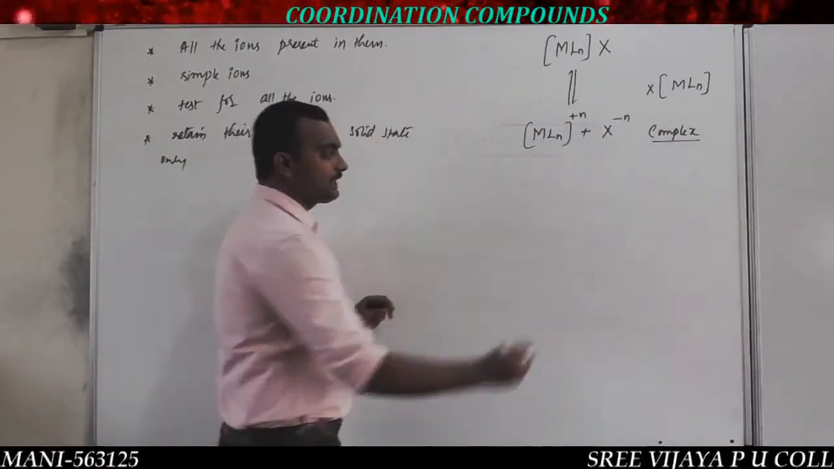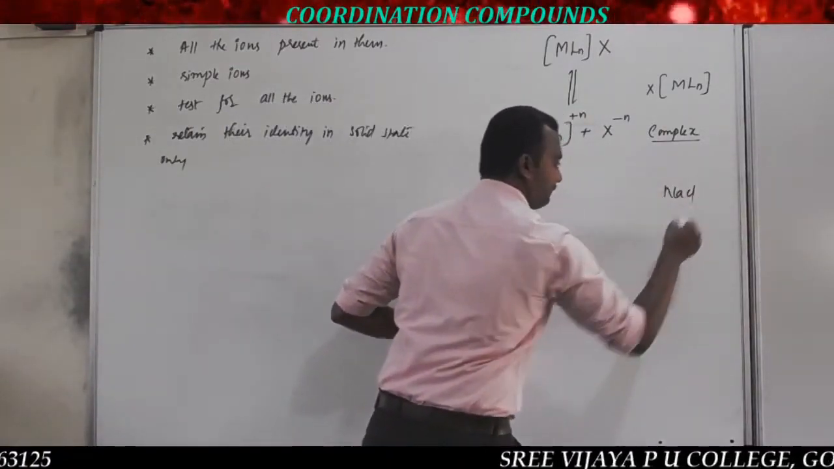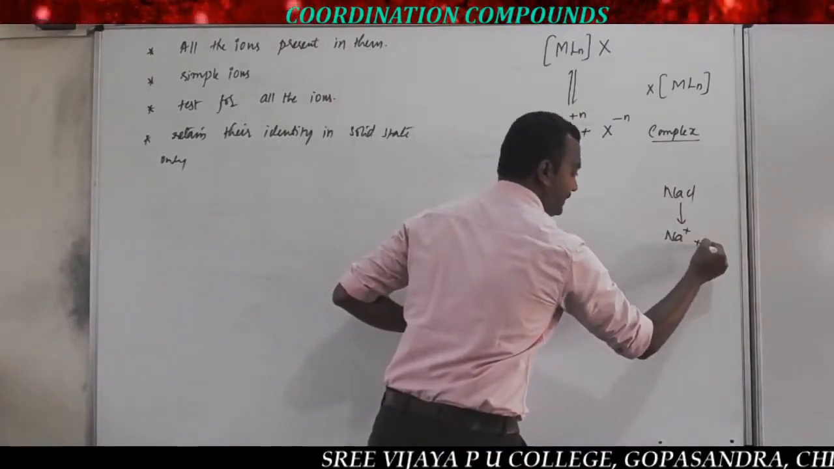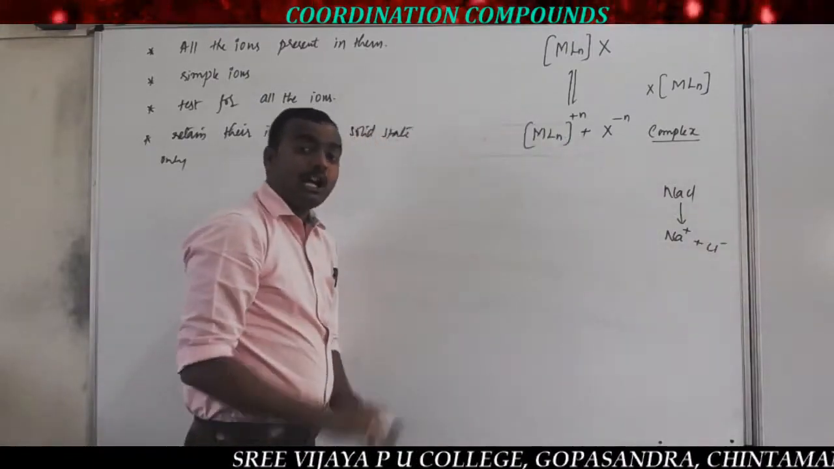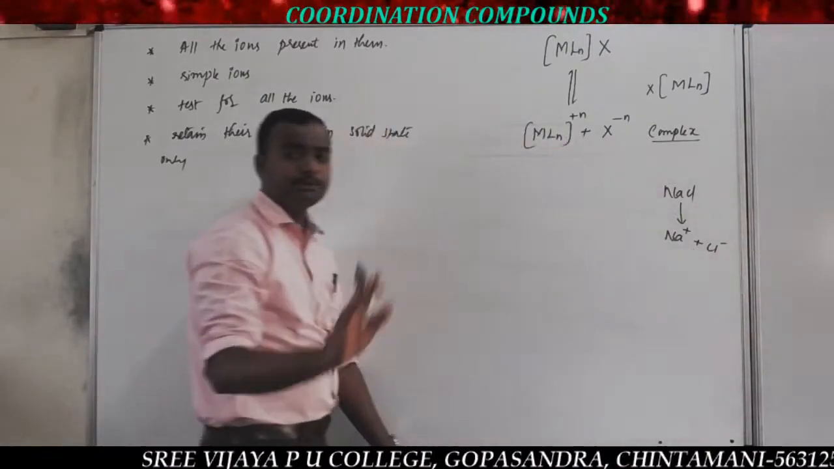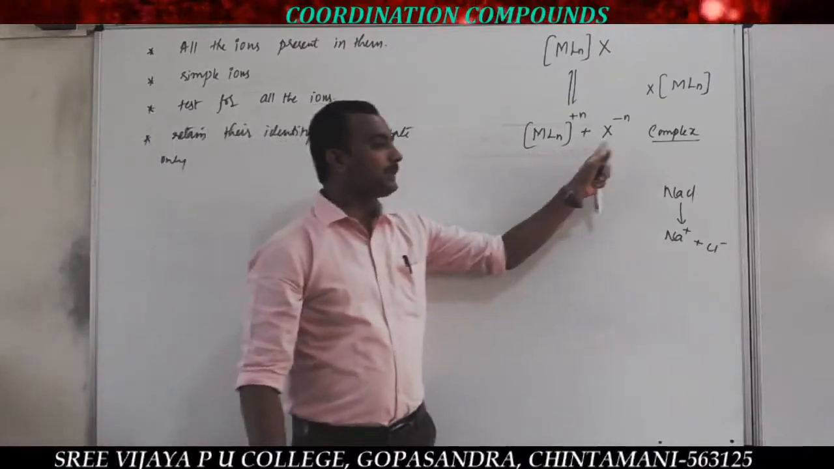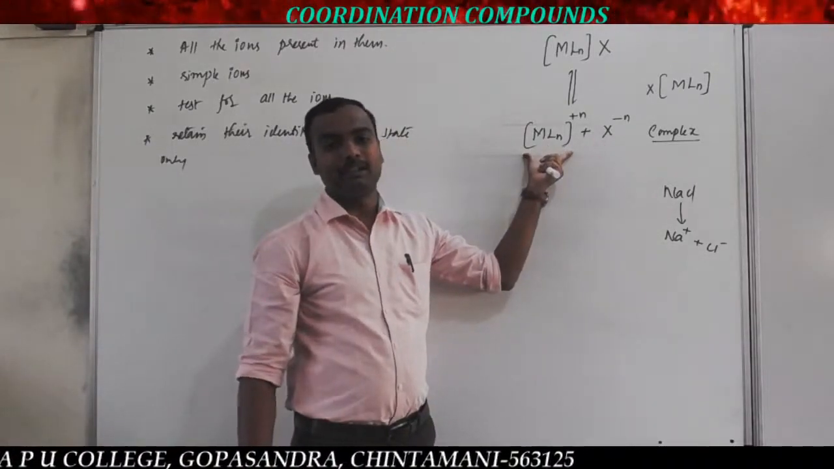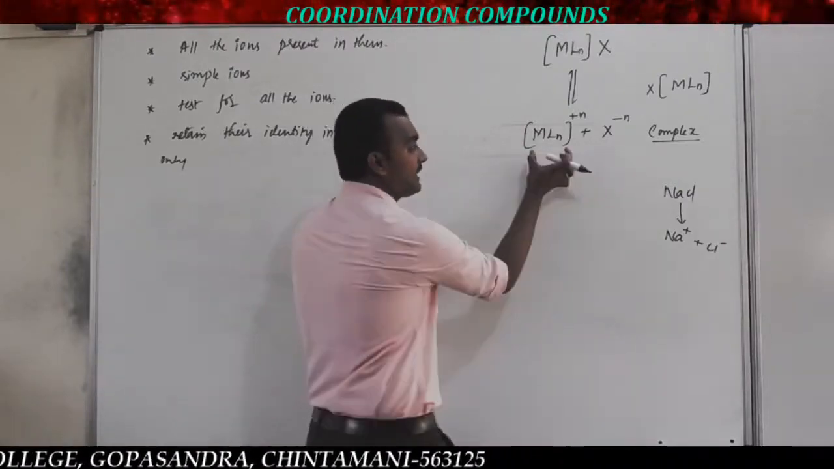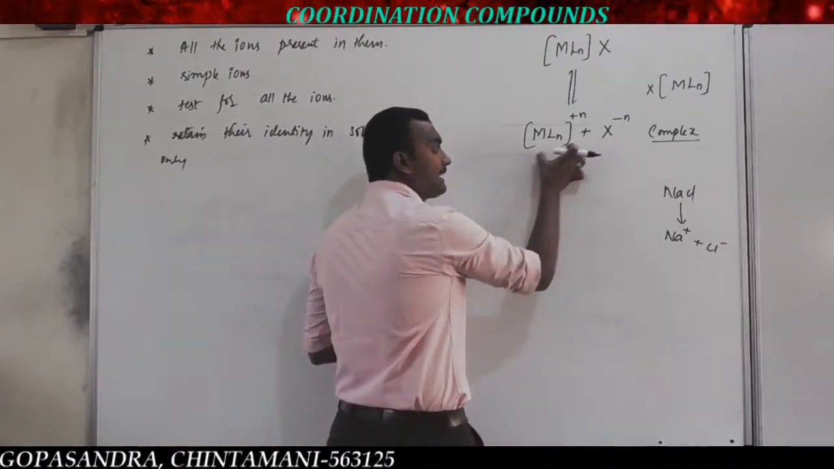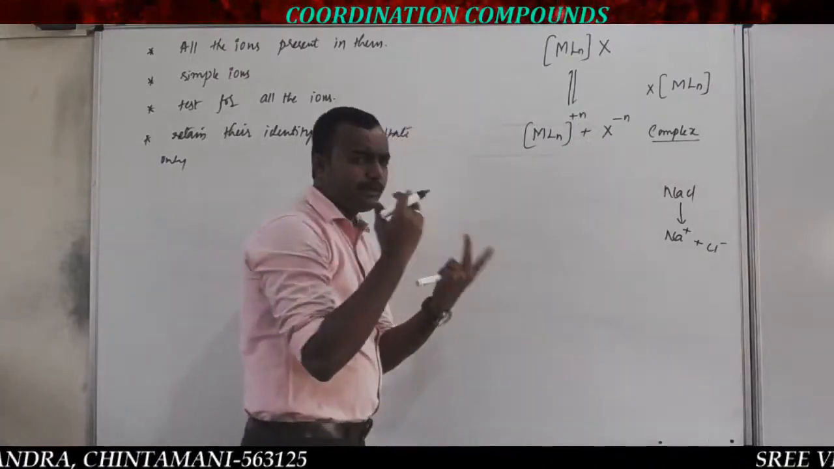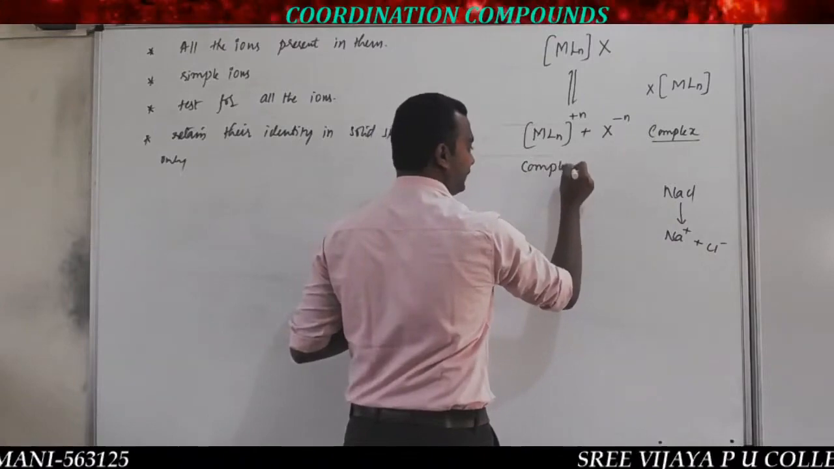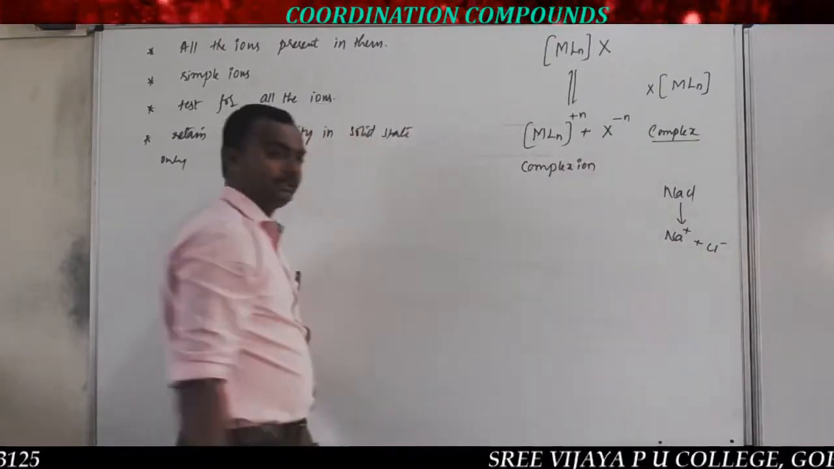So what is the difference here? Let me take NaCl as a simple salt. When it is under ionization, we will get two types of ions: one is Na plus and Cl minus. As I said, these two ions are simple ions, and these two are not simple ions. This is a simple ion, remember, and this is not a simple ion. And what type of ion is it? This is taken as a complex ion. This complex has a charge that is plus n, or it may have a negative charge, and this ion is called a complex ion.